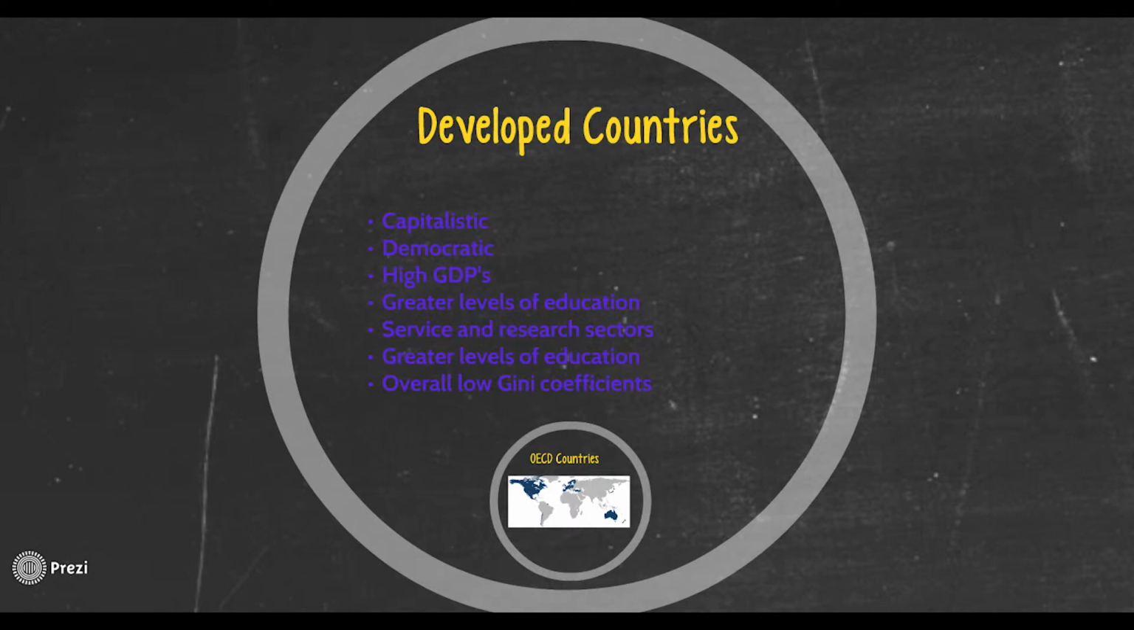Greater levels of education leads to people being able to pursue careers in the service and research sectors, which are more profitable professions than manufacturing or agricultural labor. Since most people have access to those sectors, there's more income equality, and hence these countries have low Gini values.